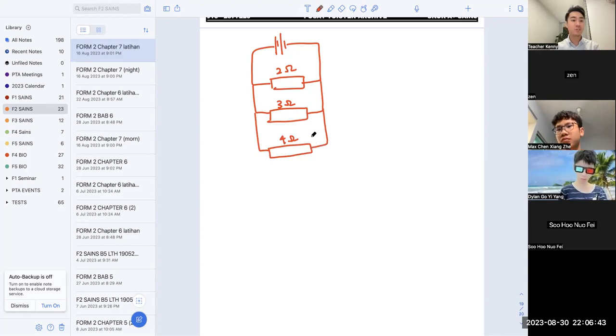Students, look here. Please calculate my total resistance of this parallel circuit. Let's see who can find for me first. Hey, this is not even the start yet. This is just level 2.